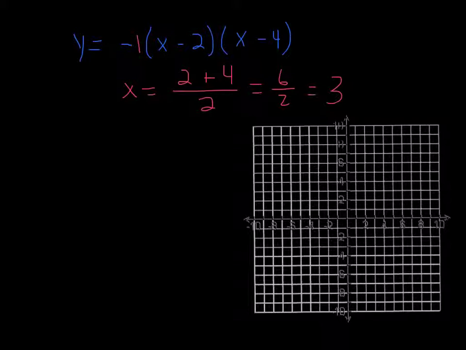So I'm going to go over here to 3, and I'm going to draw a line going this way and that way, and we know that it's going to open down, so I want to make sure I get my line going down there.